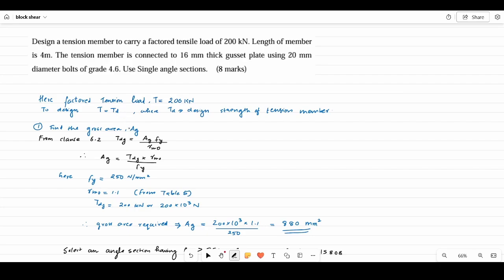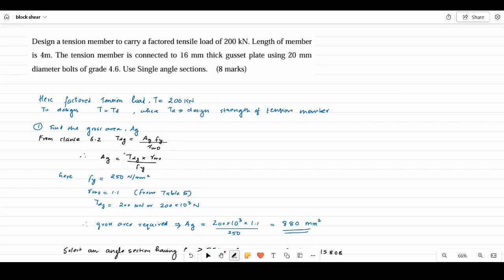Now the first step is to find the gross area. So both in tension and compression member, the area will be the deciding factor. So the gross area Ag has to be computed. When we look at clause 6.2 in page number 32 of IS 800, it is given as the design strength due to yielding of a cross section.